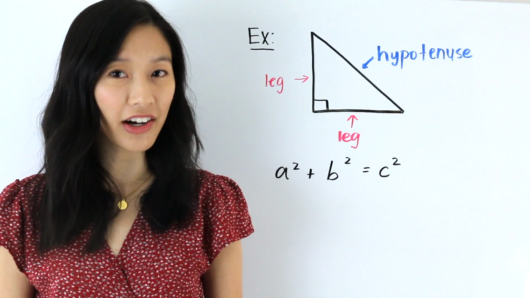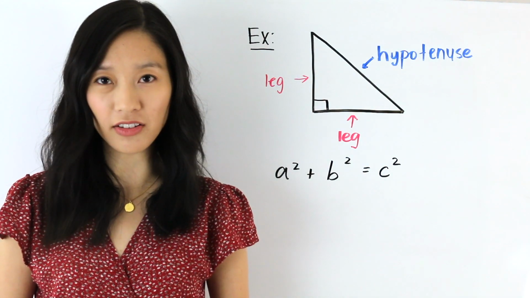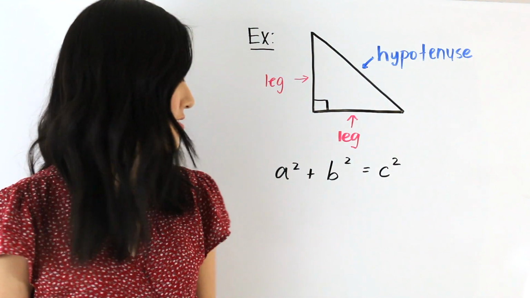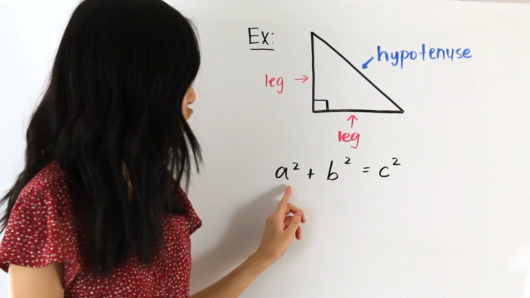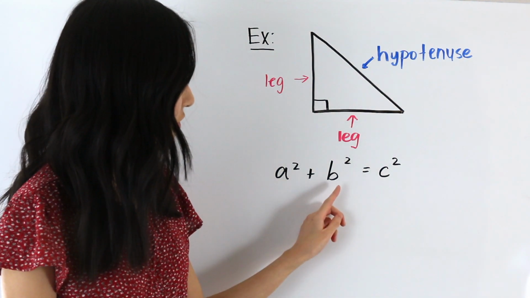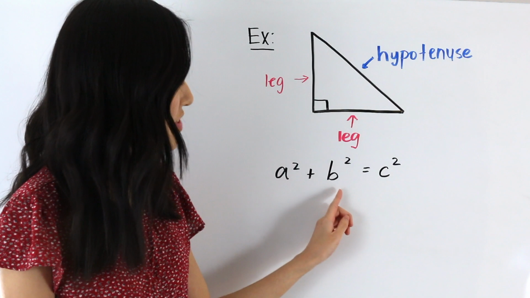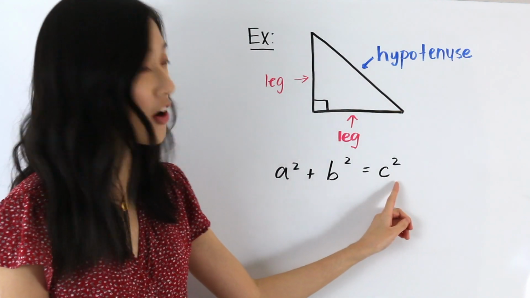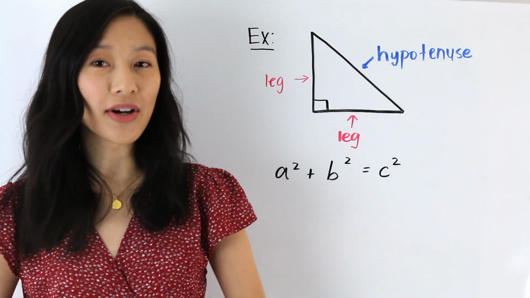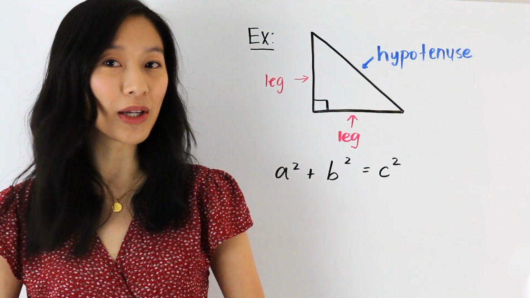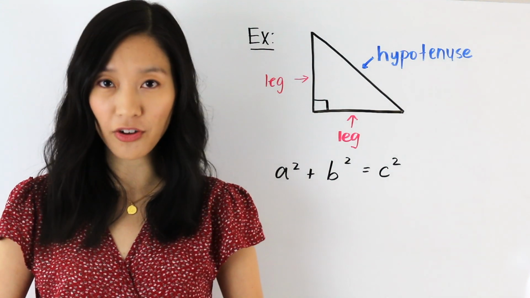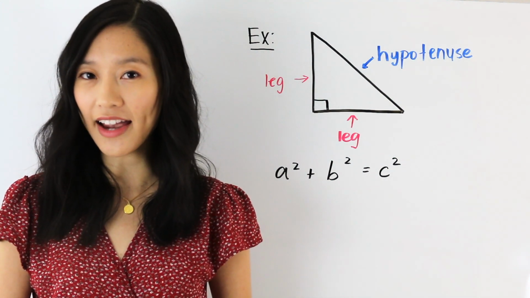So the Pythagorean Theorem only applies to right triangles, and what it says is that if we take the square of the two legs of the right triangle and we add those up, it is equal to the square of the hypotenuse. So essentially what this means is that if we know any two sides of a right triangle, we can solve for the third side.